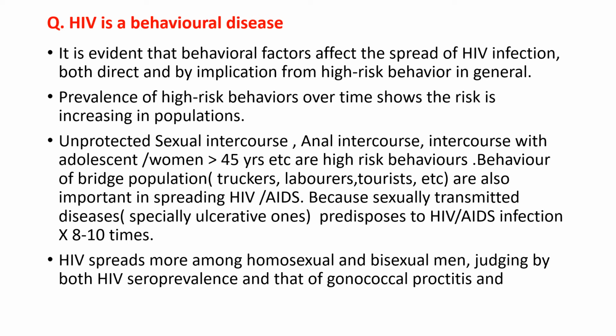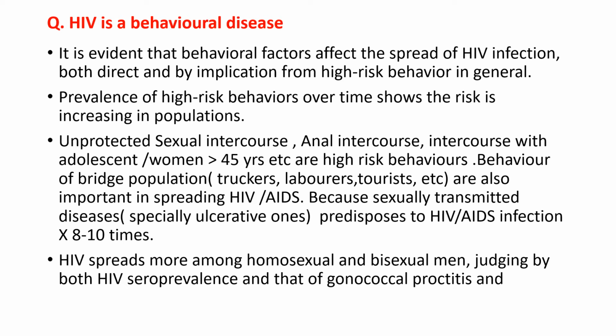The prevalence of high-risk behaviors over time shows that the risk is increasing in the population. Unprotected sexual intercourse, anal intercourse, and intercourse with adolescent women over 45 years are some of these high-risk behaviors. The behavior of bridge populations, which includes truckers, laborers, tourists, and many more, is also important in spreading HIV/AIDS, because sexually transmitted diseases, especially ulcerative ones, predispose to HIV/AIDS infection about 8 to 10 times more.